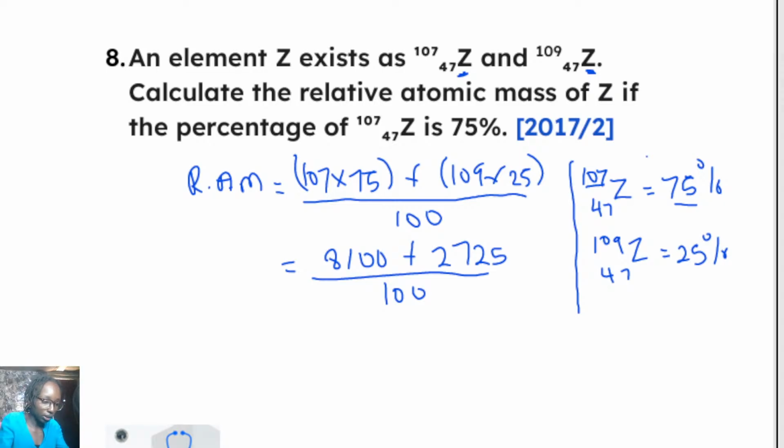I have to do that again. 8,000 plus 2,725. Okay, I'm going to divide that by 100, and I have 108.25. And there you go. That's your answer. Very straightforward.